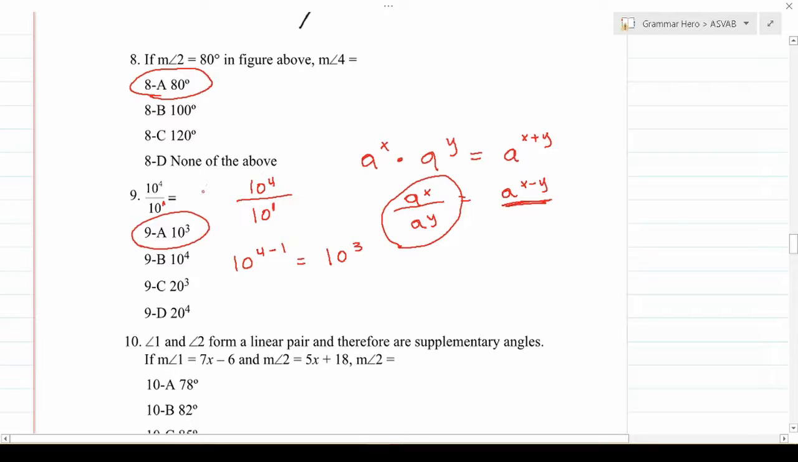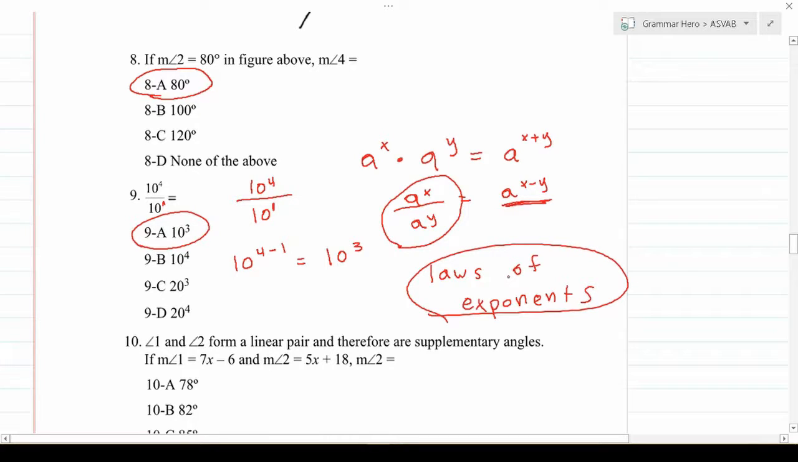On the ASVAB, you will see questions regarding the laws of exponents. For that reason, I'm probably going to make a video regarding exponents themselves pretty soon. If not, just Google for information about the laws of exponents. There are only 3 cases you need to know, 2 of which I just mentioned right here.